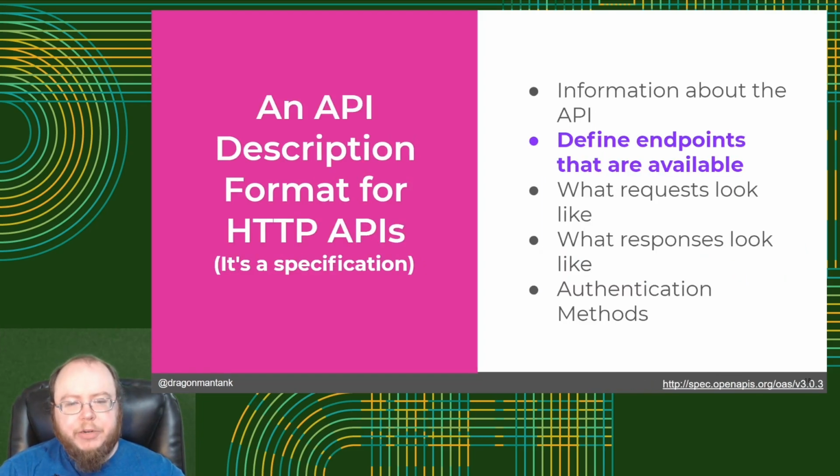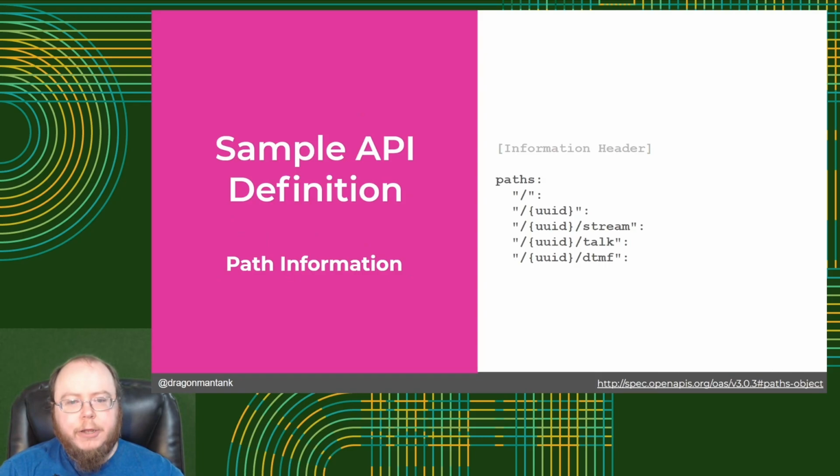So once you've got some information about your API, we're going to go through and define what endpoints are available. This is where you start to get into what the developer needs and wants. Here we can see that this API has 5 paths available. We have slash or root, we have /UUID, and then off of UUID, we have stream, talk, and DTMF. One thing you can also notice is that we do offer placeholders through OpenAPI. While slash doesn't have any placeholders, the rest of them have a placeholder for UUID, and the OpenAPI spec understands that something will be put into here by the user.